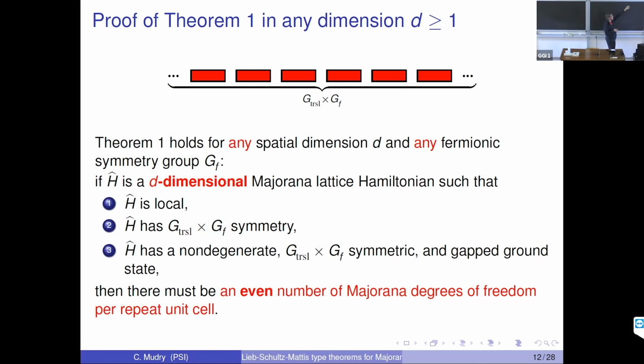I have my repeat unit cell colored as a rectangle in red. It repeats itself. I have a translation symmetry, G translation, so I put periodic boundary conditions. And I take the direct product with a fermionic symmetry group GF because I'm dealing with Majorana. I do not assume a priori that the number of Majorana per red box is even, but I do demand that the total number of boxes is even, so that I can define a fermionic Fock space.